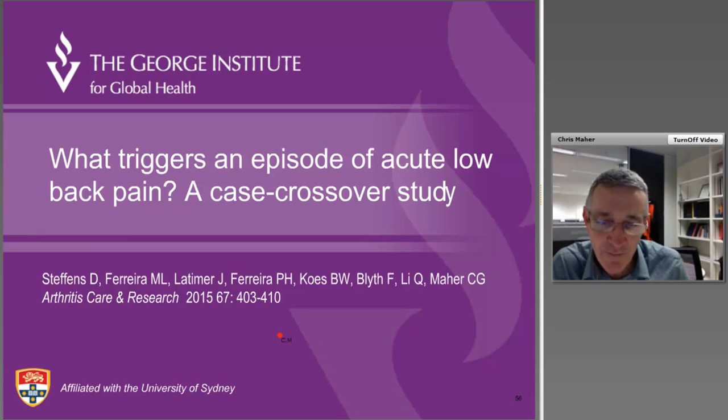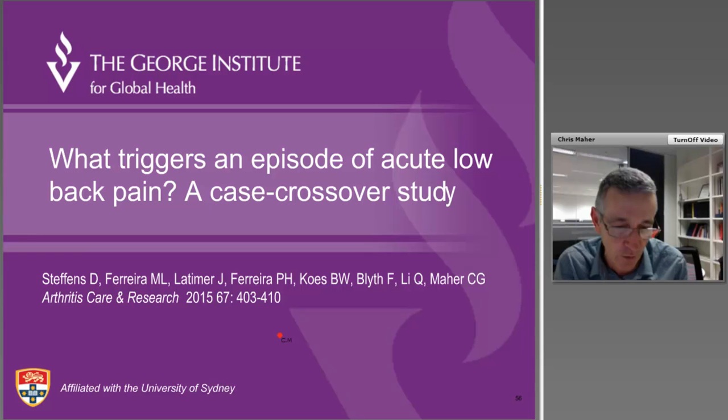So the last thing I wanted to cover was this particular study that we did, which was looking at the issue of what triggers an episode of acute low back pain. We've done a series of studies which have been published based upon this one data set. This particular study design is an interesting one. It's a case crossover study, and this looks at exposure to factors which would trigger some sort of disease that happened just before the incident.